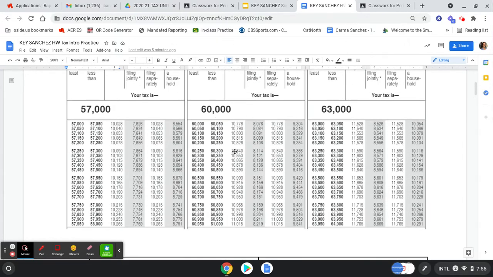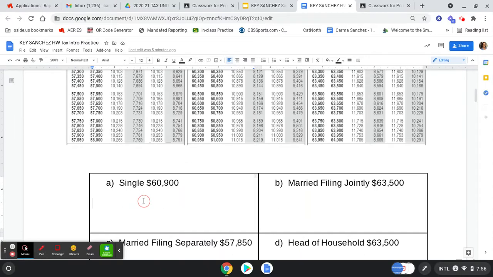So looking up at the 60,000 table, following down to the 60,900, do you see it down there in the second to last row? At least the second to last row. And then follow across to the single. I've got a tax amount of, how'd you do? Did you get 11,003?